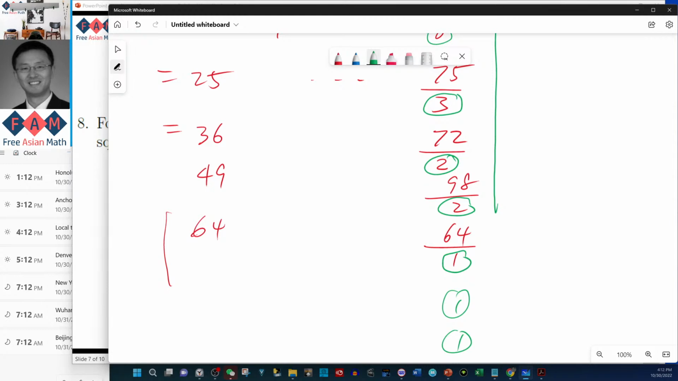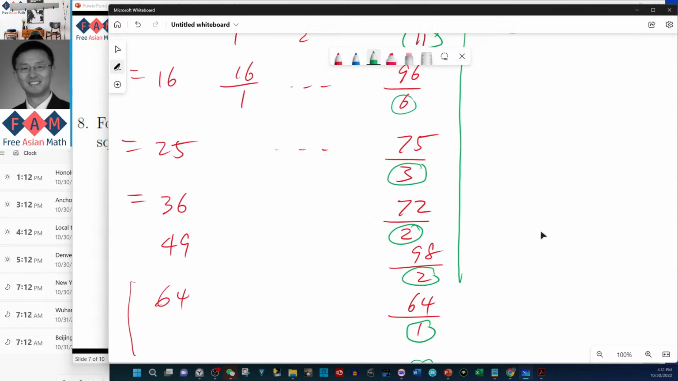So easily, you have 11 plus 6 plus 3 plus 2 plus another 2. And 1, 2, 3, 4, you have 5 cases. The other 3 cases are all 1s. So that's the total you have. Okay?